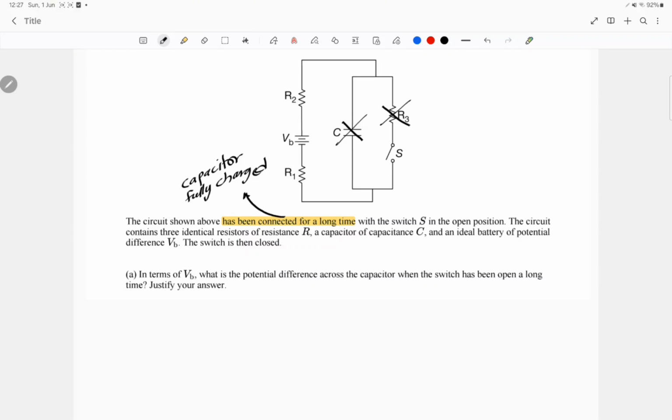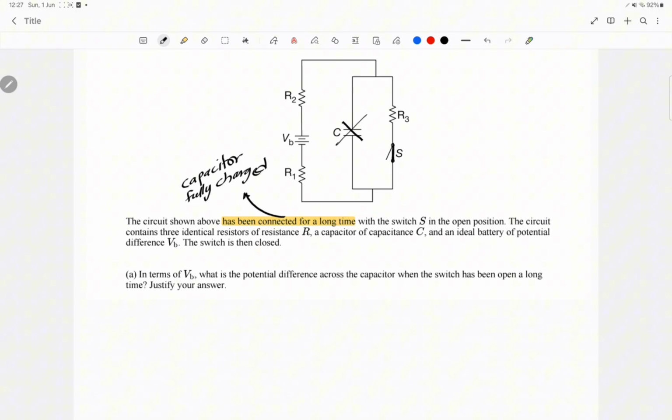The circuit contains 3 resistors that are identical to each other, each of which has a resistance of R. And there's also going to be a capacitor of C and the ideal battery of potential difference VB. The switch is then closed.